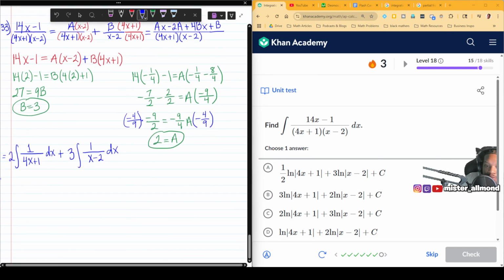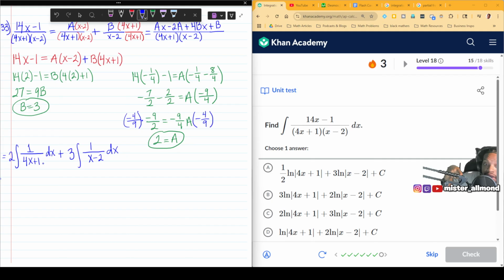All right, u sub for the first term, u would be 4x plus 1. Du would be 4. And I'll need to divide or multiply by 1/4. So it's a. That's crazy. So 2 divided by 1/4. Yeah, that's 2 over 4, which is 1/2 ln absolute value of 4x plus 1. So that would be 1/2 times 1 over 4x plus 1 times 4. Okay, plus 3 ln absolute value of x minus 2 plus c.